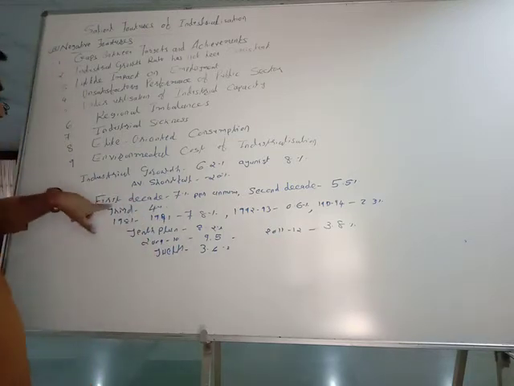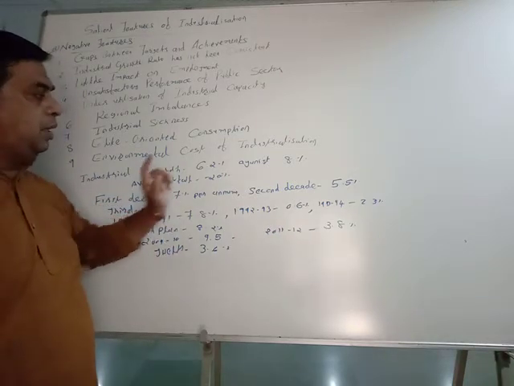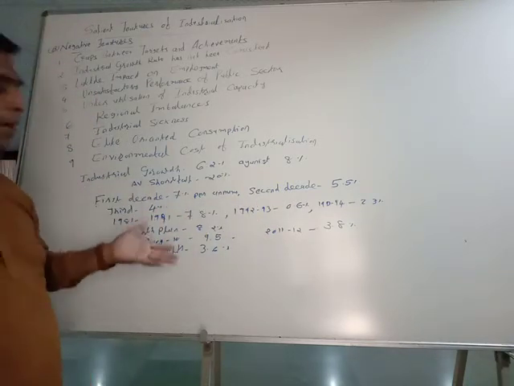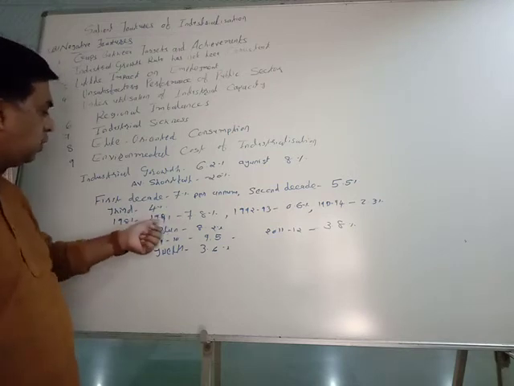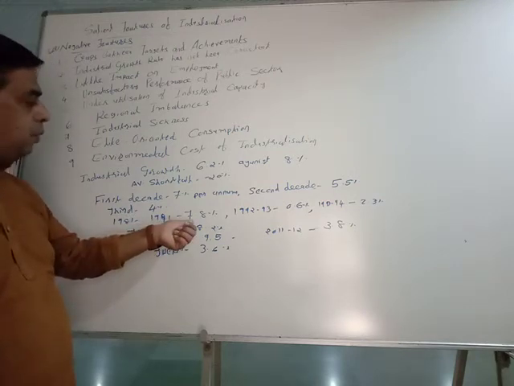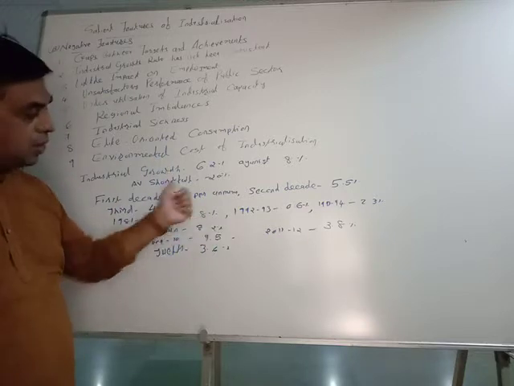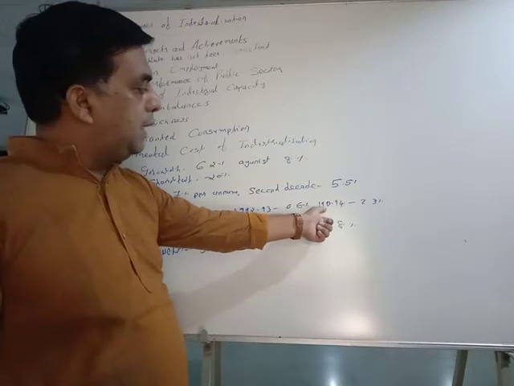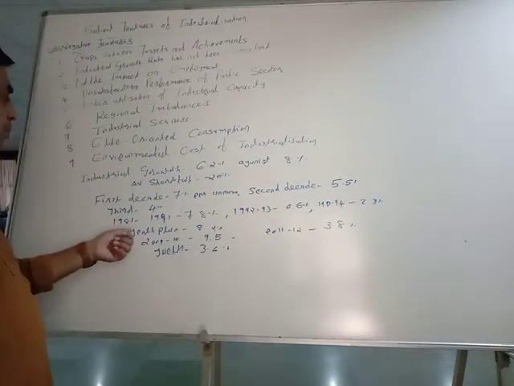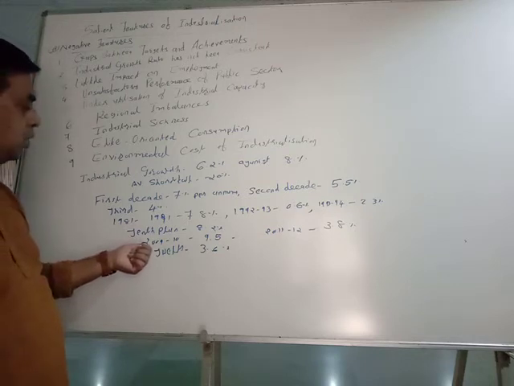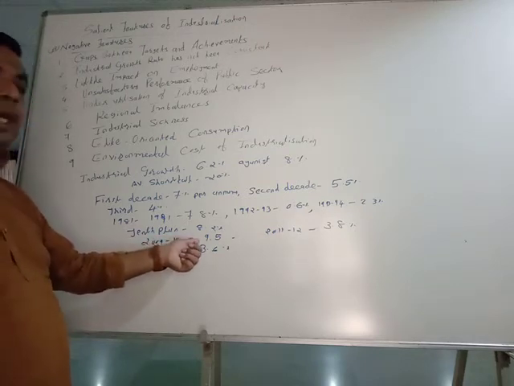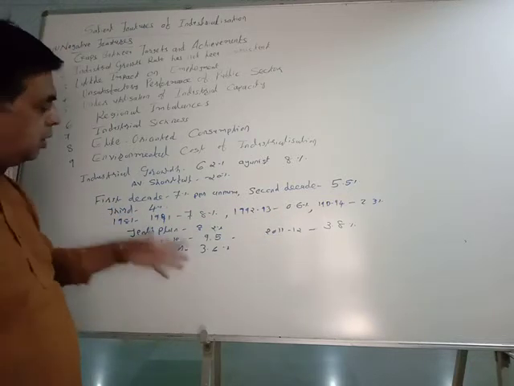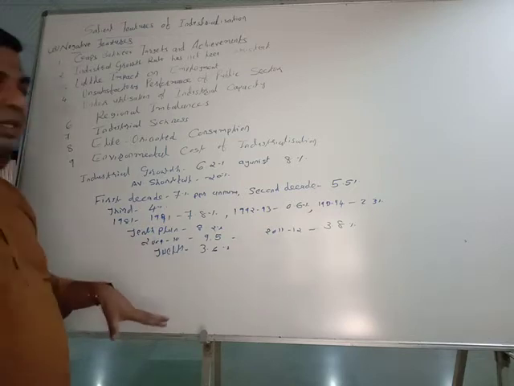For example, in the first decade it was 7% per annum, second decade fell to 5.5%, in third decade 4%, etc. In 1981 to 1991, very high growth rate, 7.8%. Next year, it has fallen to just 0.6%. In 93-94, 2.3%. During 2009-10, it was about 9.5%. In the next year, it has fallen to 8.8%. During 12th plan, 3.6%, etc.